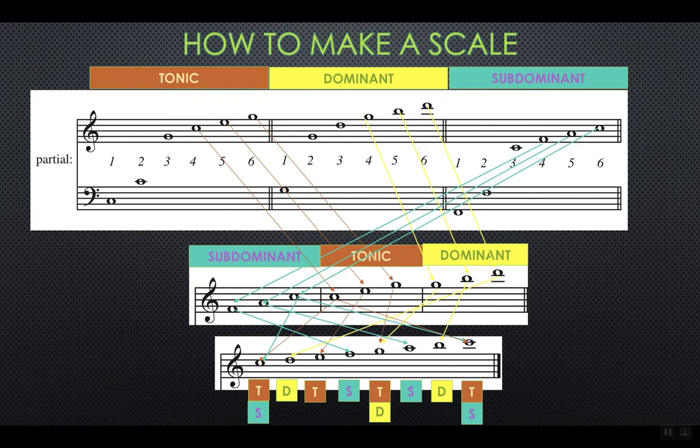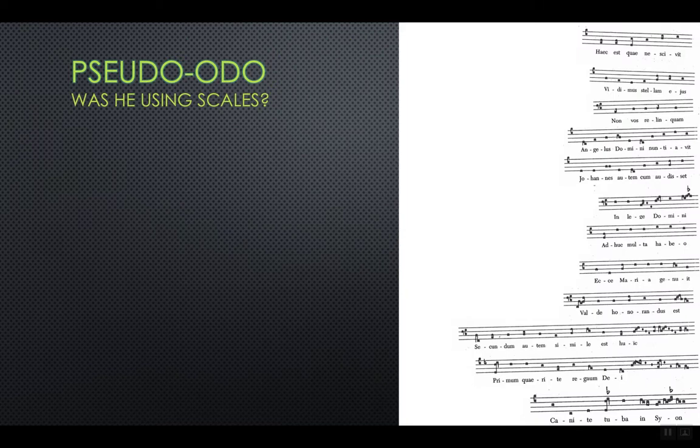So I just gave you an acoustics or physics explanation for where a scale might come from. Let's go back and think about Pseudo-Odo. This guy was living in, I think, 900 AD or CE for Common Era. What he was doing in this treatise, that I didn't really highlight the first time around when I was just having you read the notation, was showing you intervals.